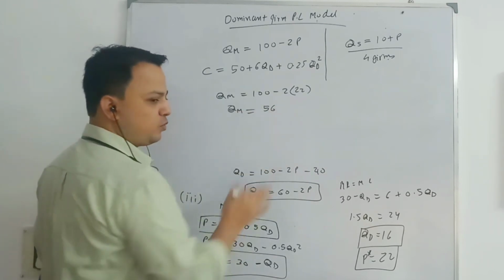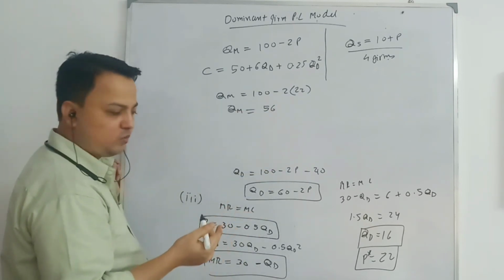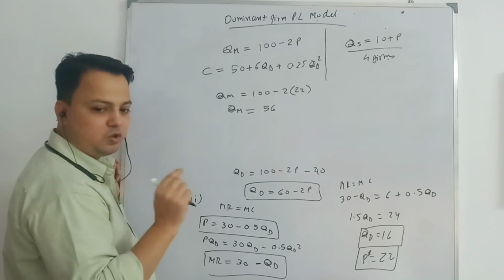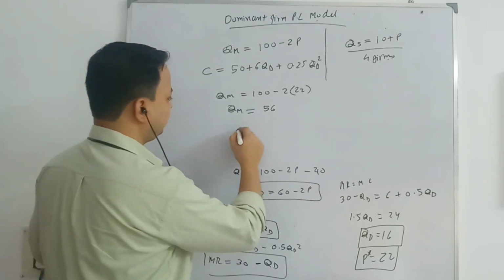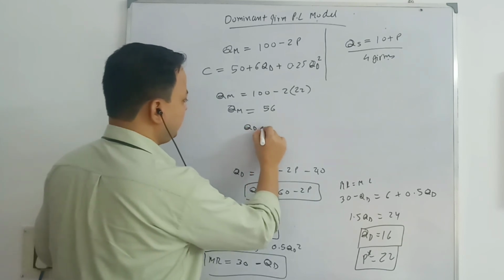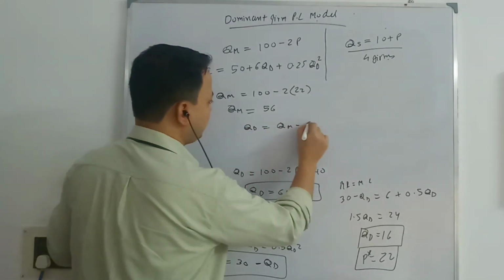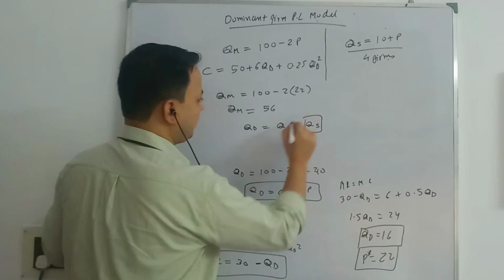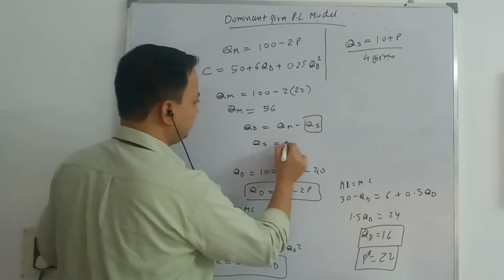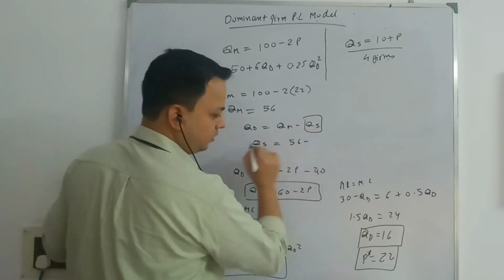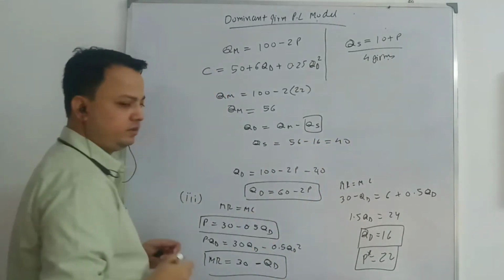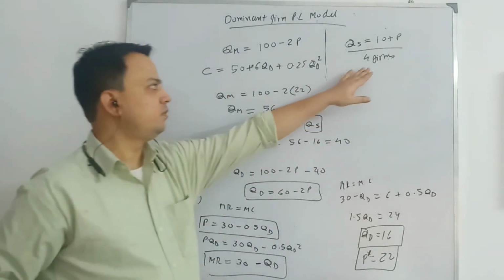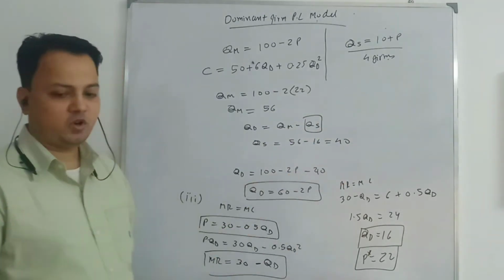In this, what do I have to subtract? I have to subtract the output of our dominant firm in order to arrive at the output of the small firm. How do we derive this? QD equal to QM minus QS. So what will be QS? 56 minus 16. So the output of the small firms is 40. So the four firms that we have produce together 40 units of output.